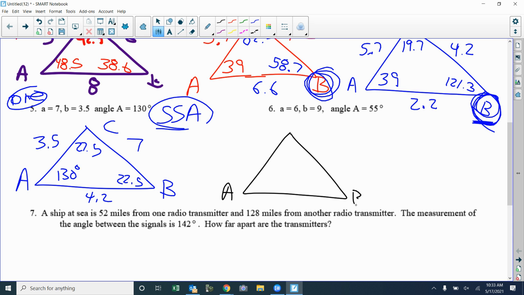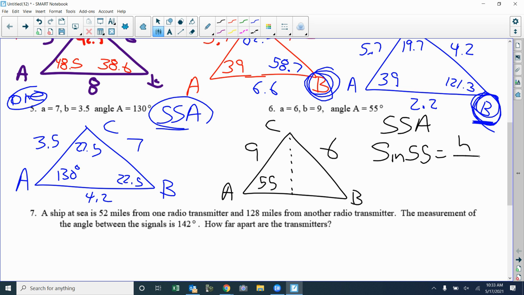A, B, and C. 55 here. Across from A is 6. Across from B is 9. Another side angle participant. Let's find this height. That would be the sine of 55. We don't know the height, over 9. So those of you still playing along, sine of 55. Hit enter, times 9, and we get our height of 7.4. That is correct.